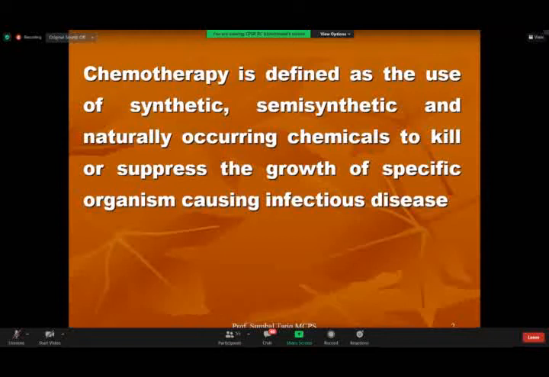Whenever we are talking about antimicrobials, we are talking about chemotherapy. So I'm going to start off with the definition of chemotherapy, which is defined as the use of synthetic, semi-synthetic, and naturally occurring chemicals to kill or suppress the growth of specific organisms causing infectious diseases.